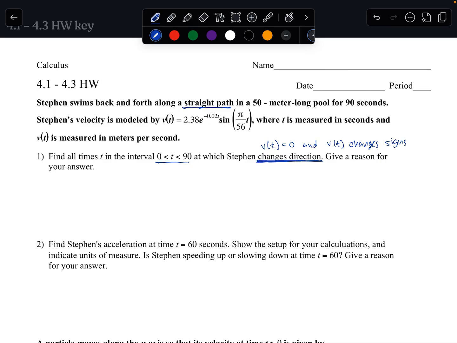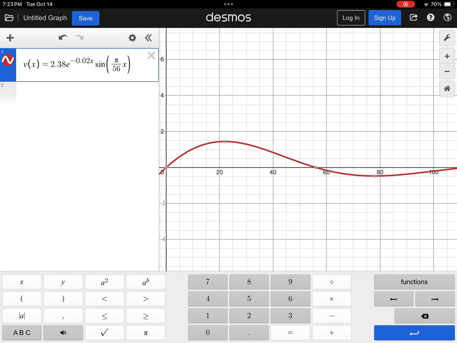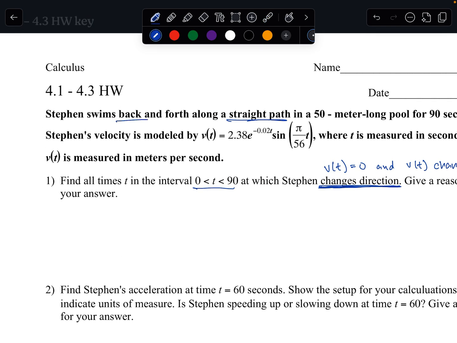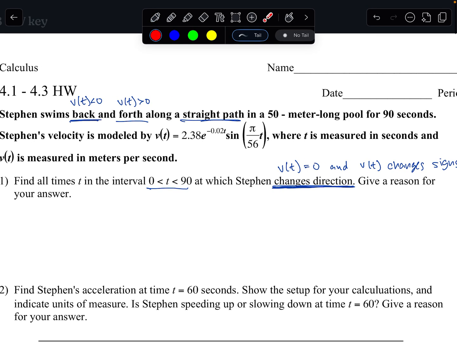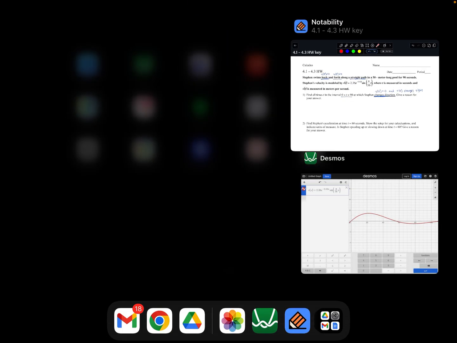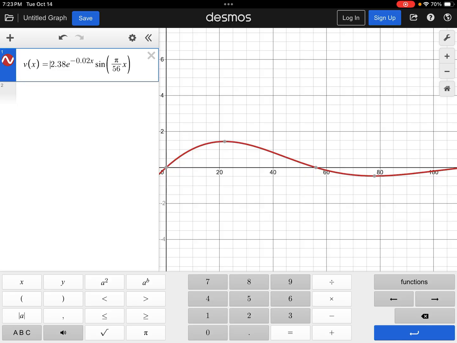Okay, so looking at this curve right here, it's a velocity curve. Something else that's important to know: Stephen moves back and forth. So what is considered back? That would be when v of t is less than 0. Forth is going to be when v of t is greater than 0. So changes signs or changes directions happens when this changes right here. Looking at this curve, above the x-axis would be when the velocity is positive. Below the x-axis would be when velocity is negative.